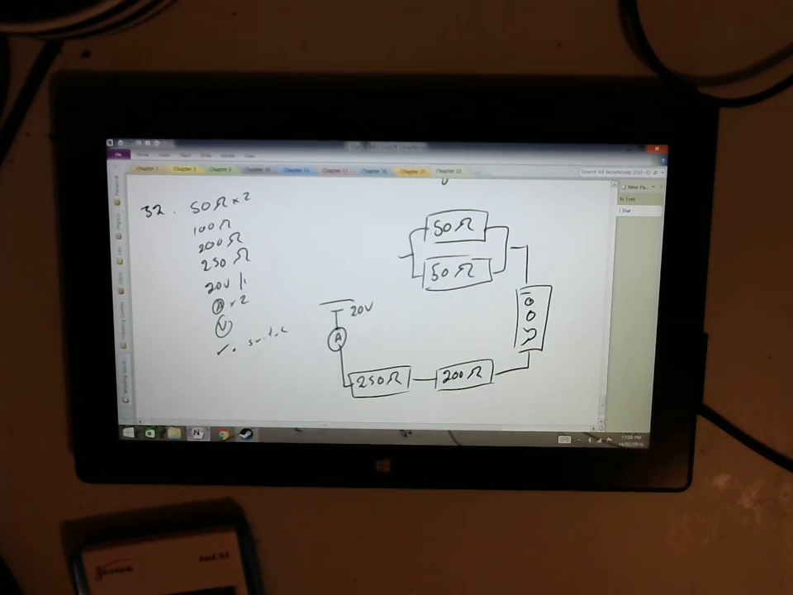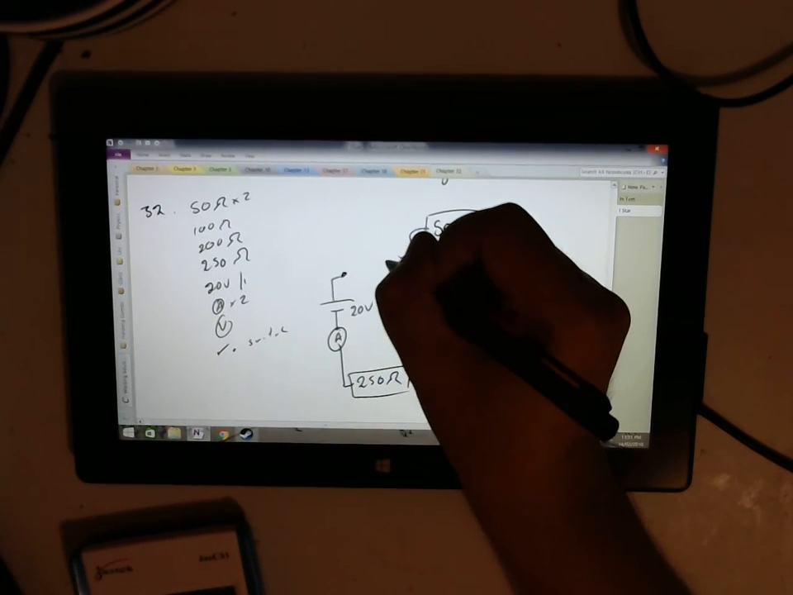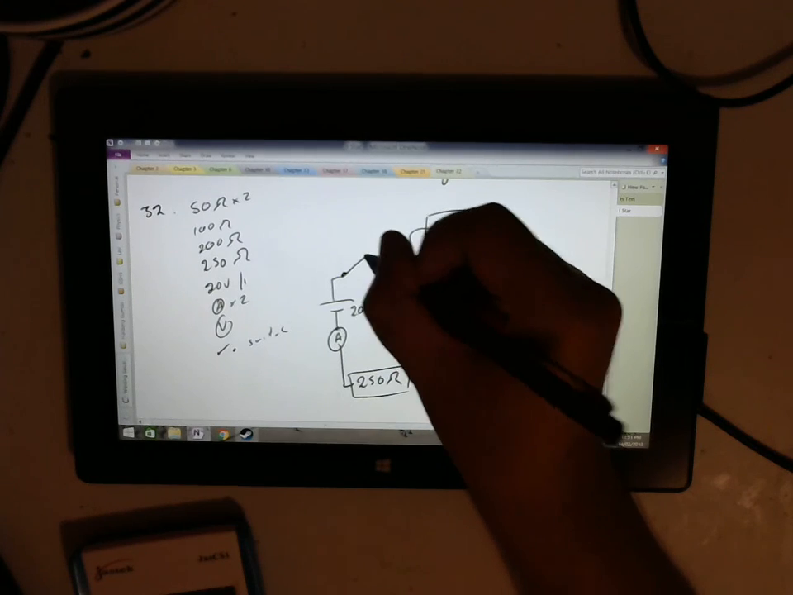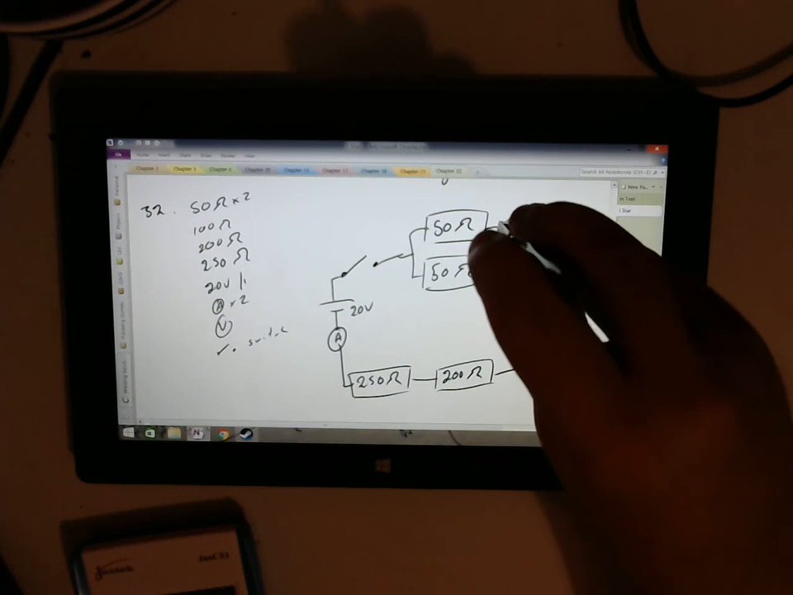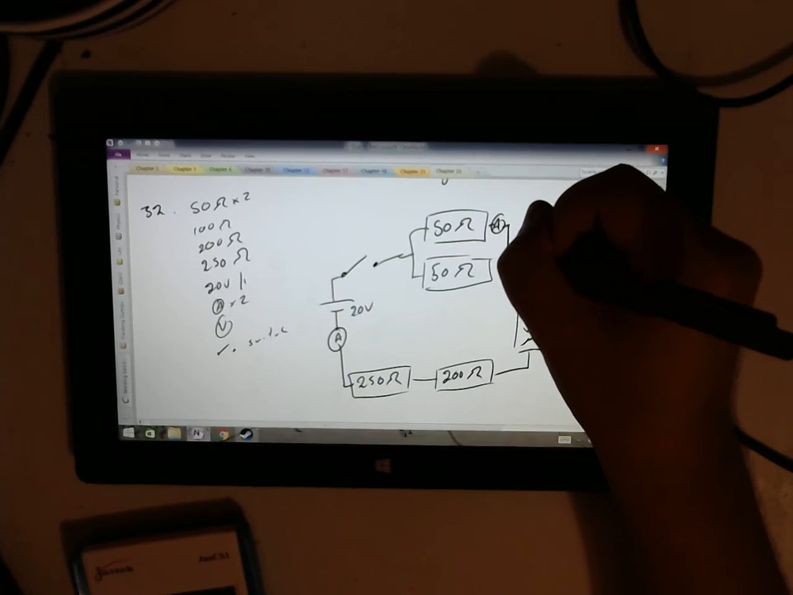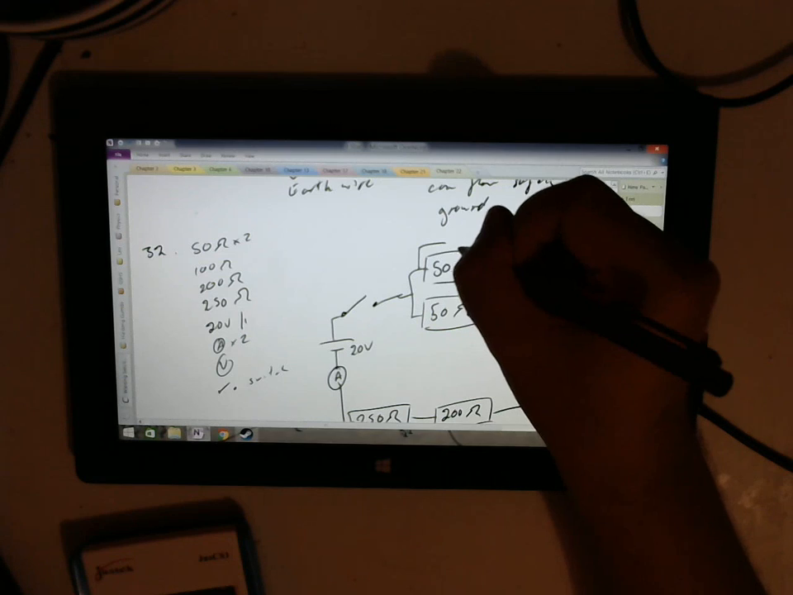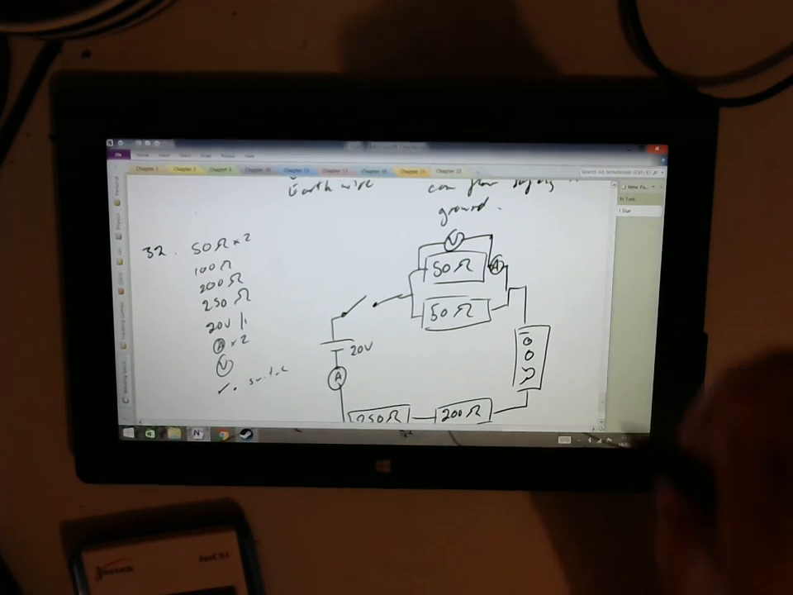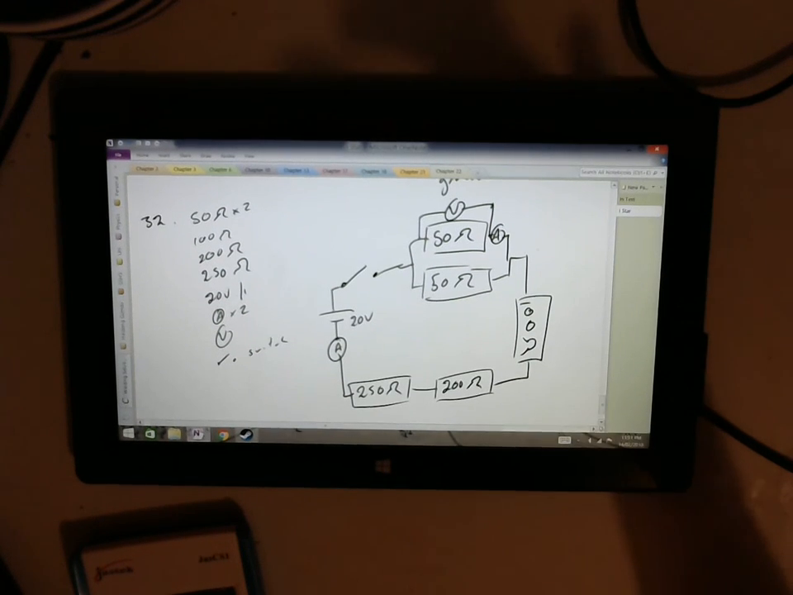A voltmeter and ammeter must be used to measure the current flow and voltage drop across one of the 50 ohms when a main circuit switch is closed. So let's draw our switch here before we go over to that last bit. The switch symbol looks like this. So there's our switch. And we need an ammeter after one of these 50s. So let's draw it after this 50. And we need a voltmeter across it. And we are done.